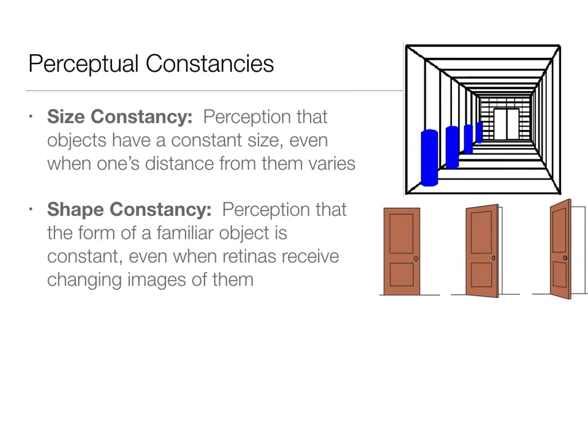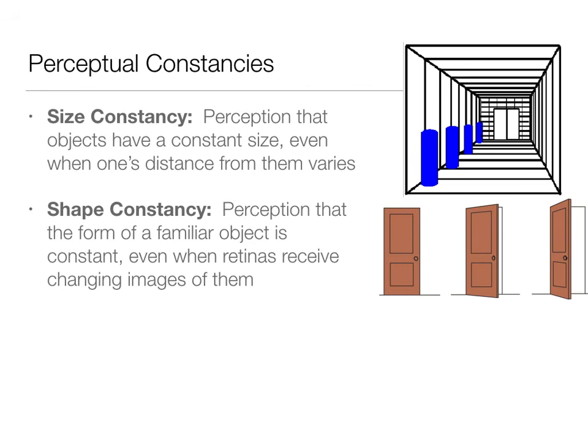Another one is shape constancy. This is the idea that just because you open a door and the actual shape of that image changes from a straight rectangle to a trapezoid doesn't mean that you think the actual door changed shape, right? When you look at somebody from the side versus face on, you don't think that their head changed shape just because you're getting different information on your retina. These are those perceptual constancies. And this last one, color constancy, is the same way.